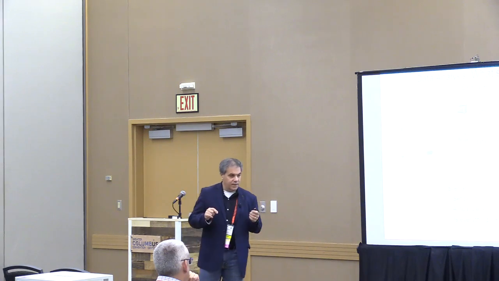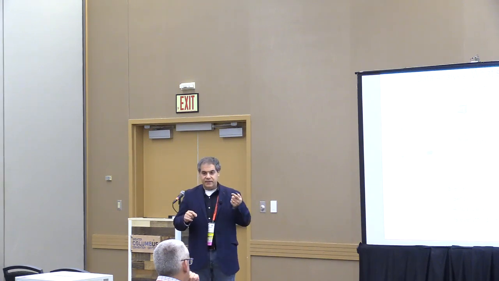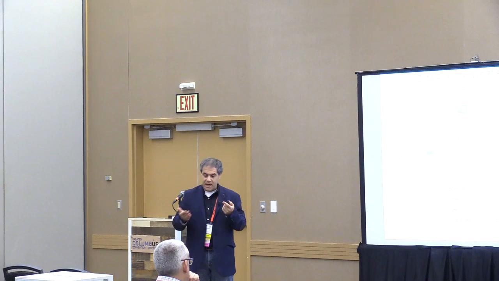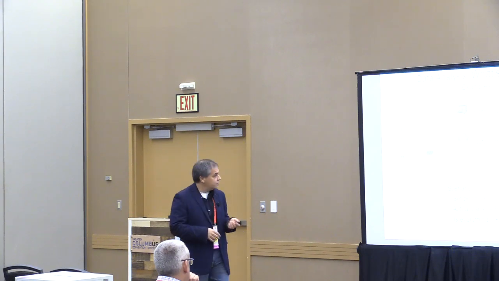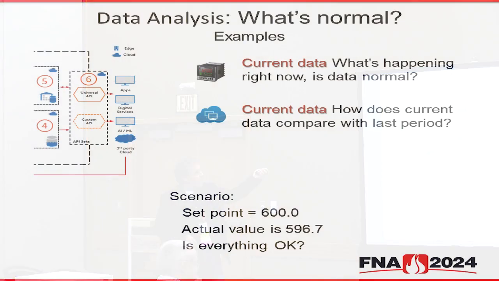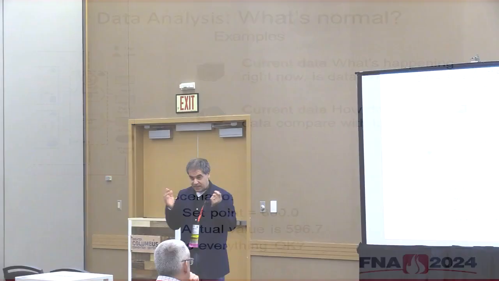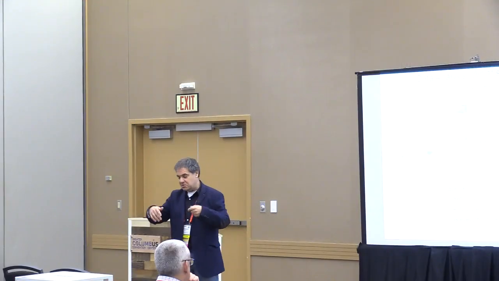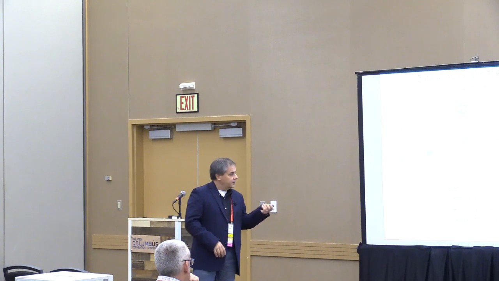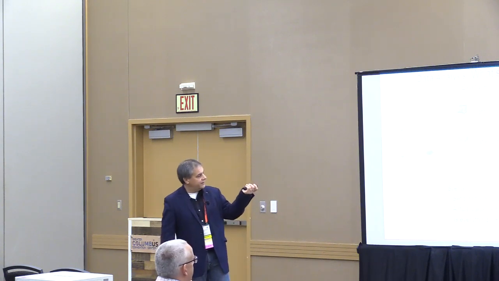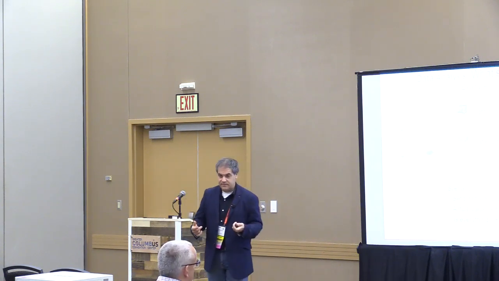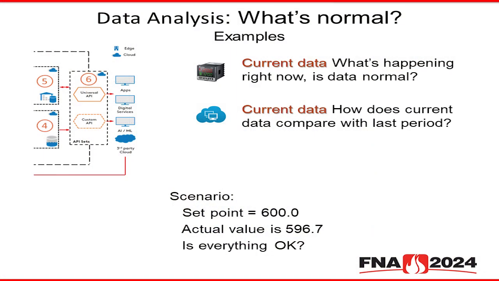Every time there's a closed loop, there is an expectation that the process value is going to match the set point. So this controller is usually figuring out what's happening right now. My set point is supposed to be 600, and I'm actually at 596.7, so he's happy. The alarm tolerance is 10, so there's no alarm, everything is great. But how does this current data compare with the past? So this little controller is doing his job and everything is great.